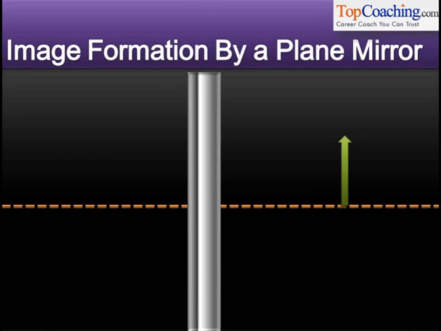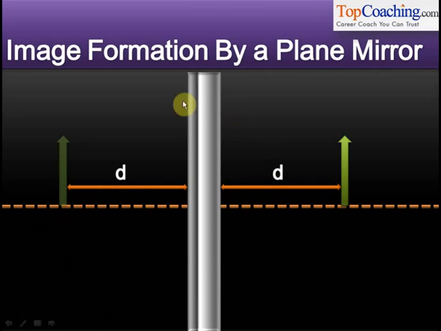Now let us take a green object, this object here, and place it in front of the plane mirror. Now let us try to find out where the image will be. In the case of a plane mirror, the image of this object will be formed at the same distance from the mirror as the object. The image will be formed behind the mirror. Understood? So in this case, the object is placed in front of the mirror on the right side and the image is formed on the left, behind the mirror.